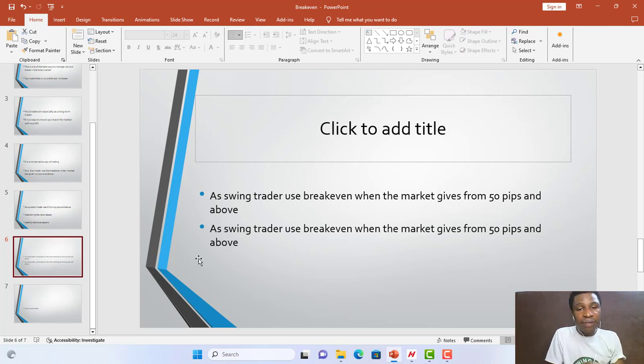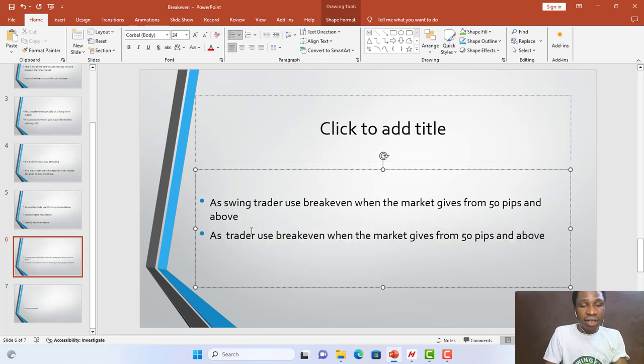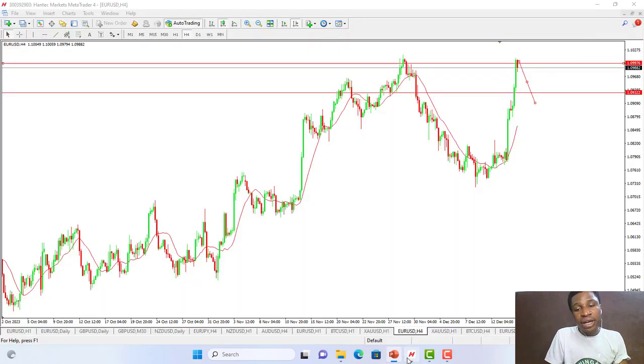Then a position trader, I didn't put it here, as a position trader, use break even when the market gives you from 150 pips and above, whether to the buying or to the selling direction. That's when you use break even in the forex market. It's a conservative way. Up till now, I use it, right? It's also recommended. It's something anybody can use. Everybody can use break even in the forex market, and you see yourself making profit. Not only making profit, but making profit judiciously in the forex market.